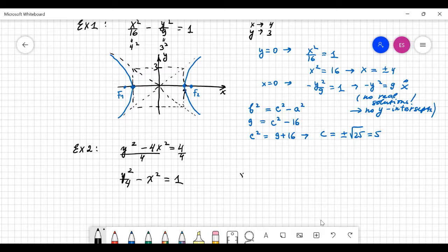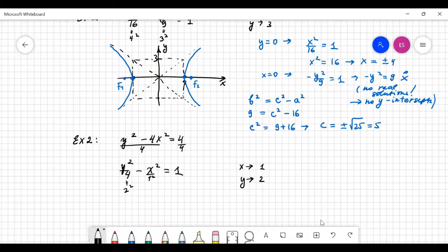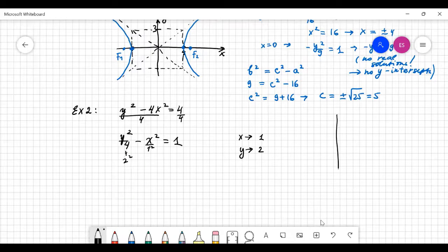Fundamental rectangle. The x dimension is going to be what? What is under x? Under x is actually 1 squared, right? So the x dimension is 1, the y dimension is 4, which is 2 squared, so it's 2, and we graph the fundamental rectangle. I'm going to graph it over here, okay?